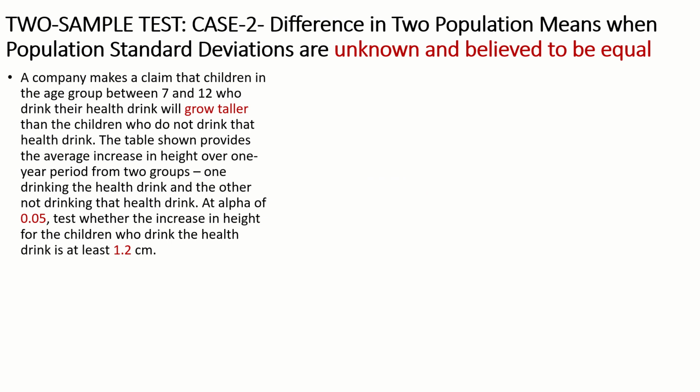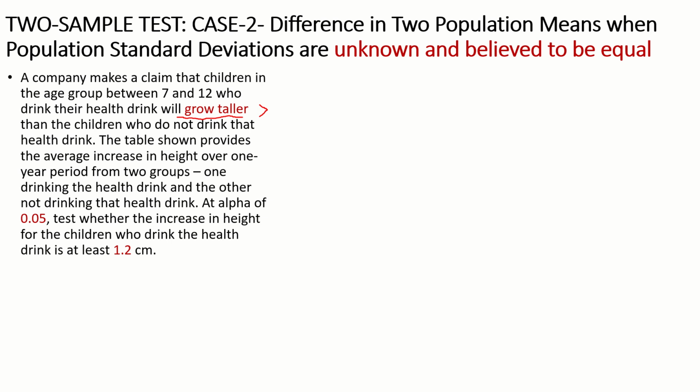So a company makes a claim that the children in the age group between 7 and 12 who drink their health drinks will grow taller than the children who do not drink health drinks. This is the claim. Grow taller means it is greater than. The claim questions the theory. What is the theory? The theory is less than. That means when we frame the null hypothesis, it has to be less than or equal to. When we frame the alternative hypothesis, it has to be greater than. This is the implication that we can extract here.